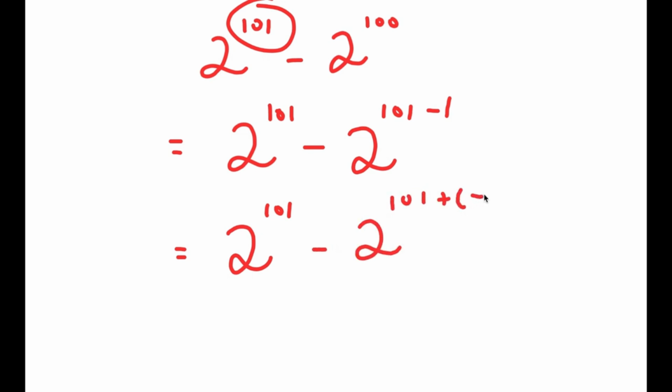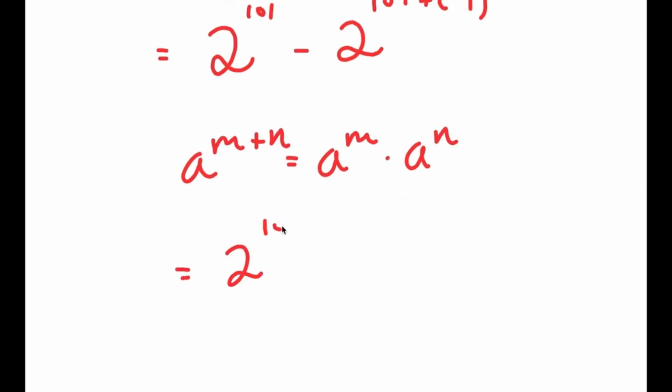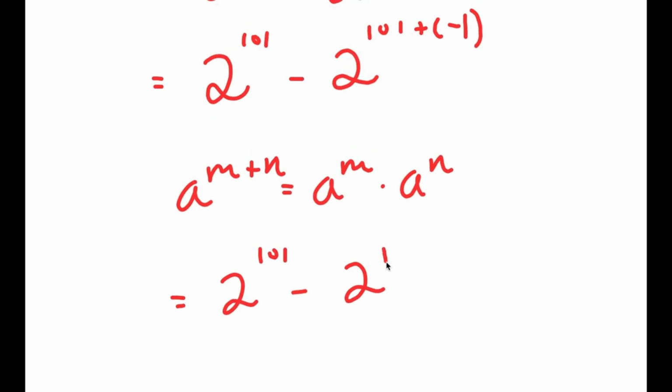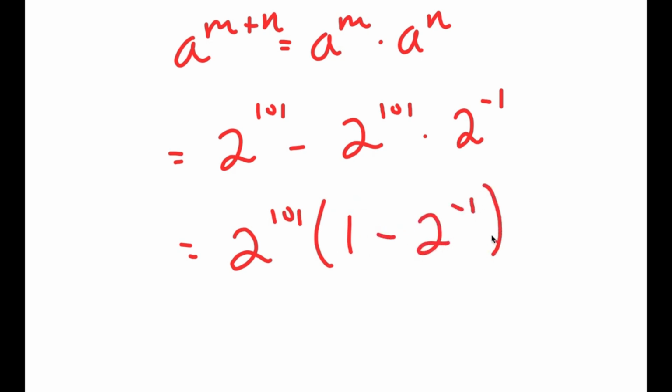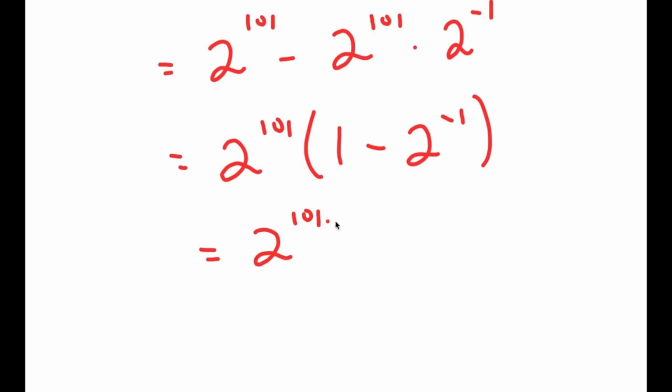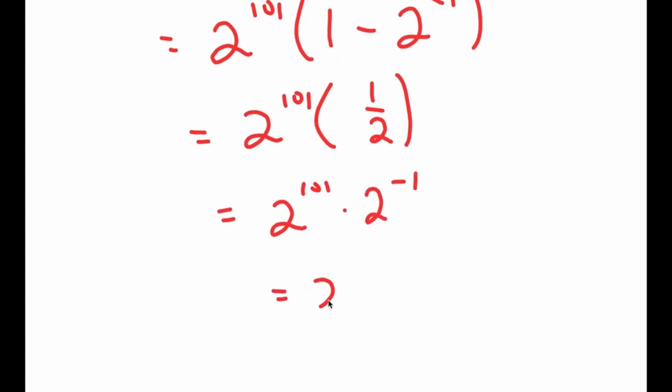And this is the same thing as 2 to the power of 101 minus 2 to the power of 101 plus negative 1. Now, if I use that property again, that states that a to the power of m plus n is equal to a to the power of m times a to the power of n, I get 2 to the power of 101 minus 2 to the power of 101 times 2 to the power of negative 1. And now if I factor out 2 to the power of 101, I get 2 to the power of 101 times 1 minus 2 to the power of negative 1, which is equal to 2 to the power of 101 times 1/2, which is equal to 2 to the power of 101 times 2 to the power of negative 1, which is equal to 2 to the power of 100. So that's the second method of solving this problem.